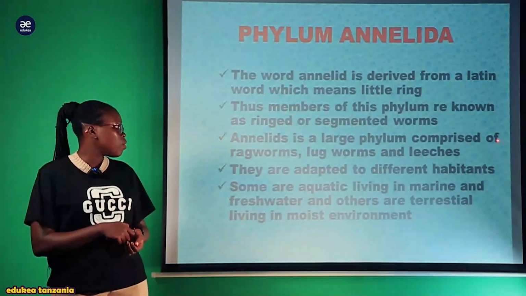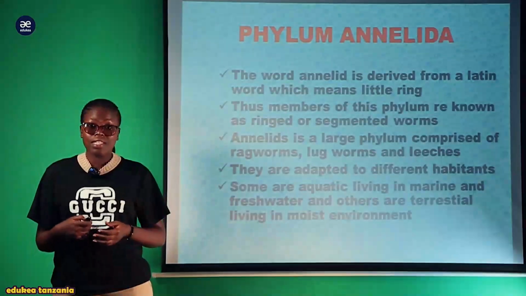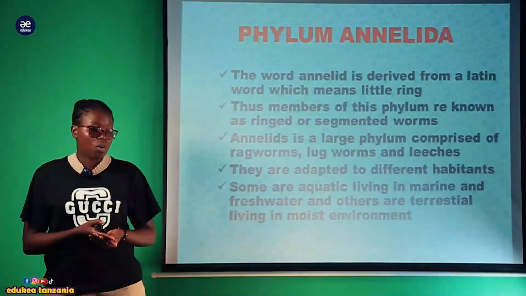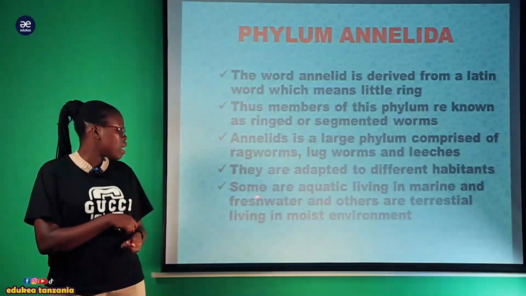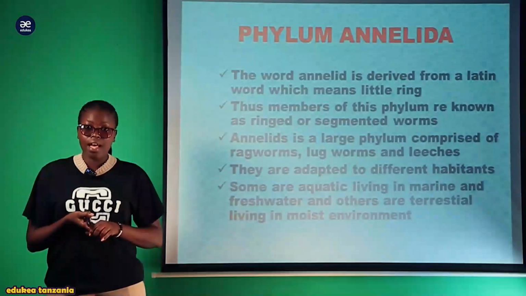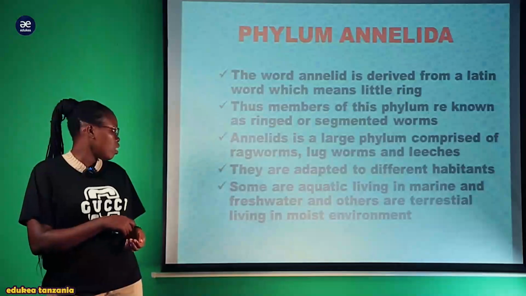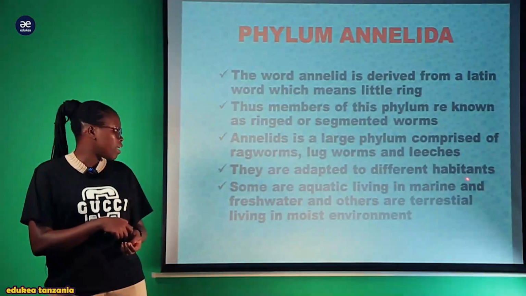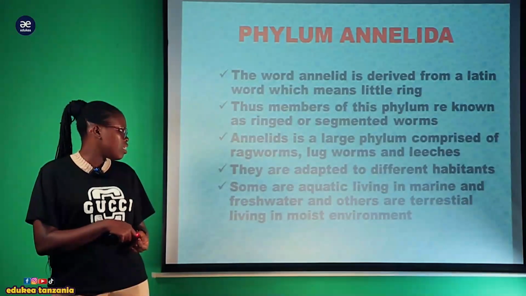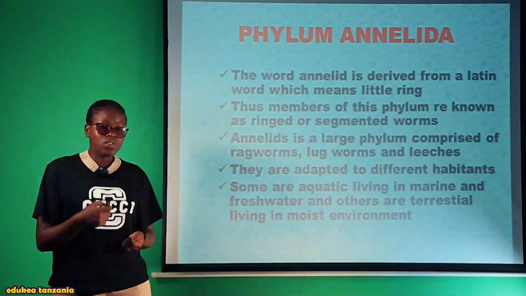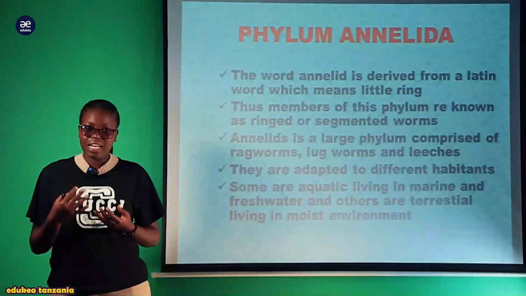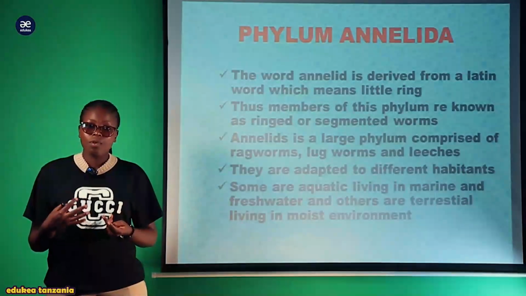Most of them are aquatic organisms, or aquatic worms. Vilevile, they adapted to different habitats, the terrestrial pamoja na aquatic. Some are aquatic, living in marine pamoja na freshwater, and others are terrestrial, living in moist environments. So the aquatic ones are confined to the water environment, lakini wale wanapatikana katika terrestrial wana occupy the moist environment.